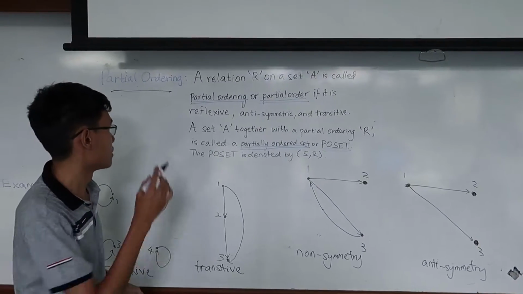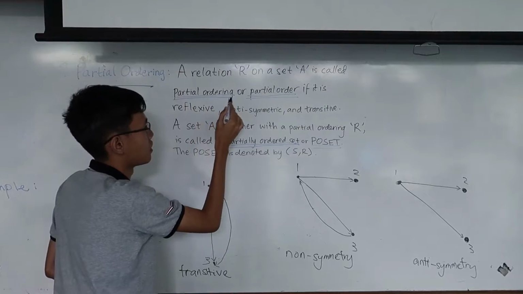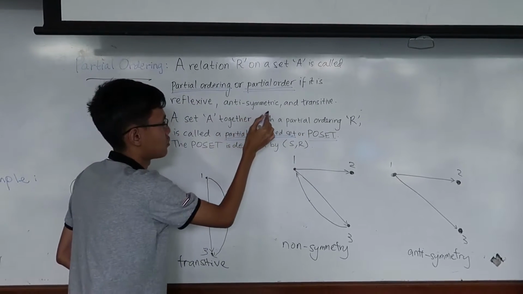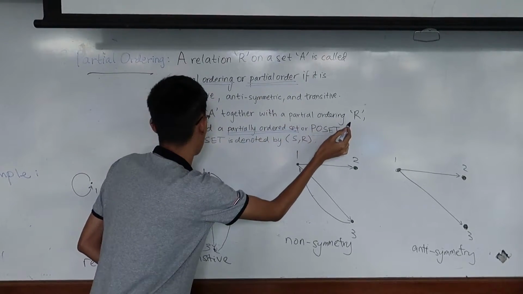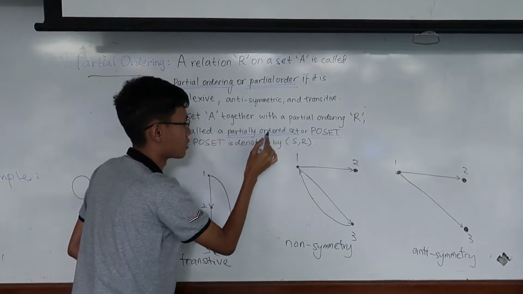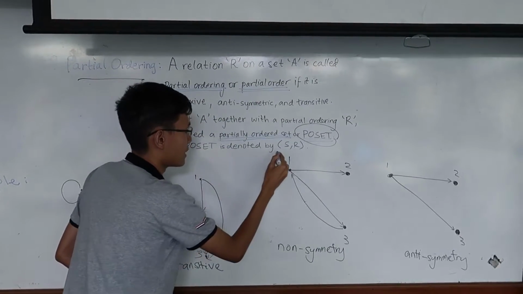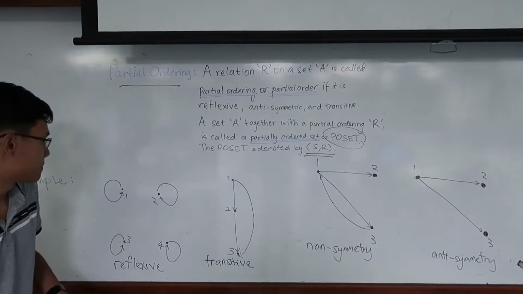A relation R on the set A is called partial ordering or partial order, provided it is reflexive, antisymmetric, and transitive. The set A together with the partial ordering R is called the partial ordered set or poset. The poset is denoted by (S, R). Before that, we need to explain what is reflexive.